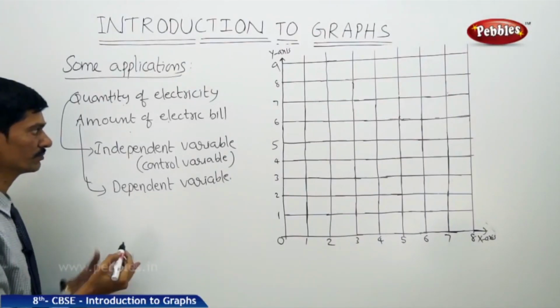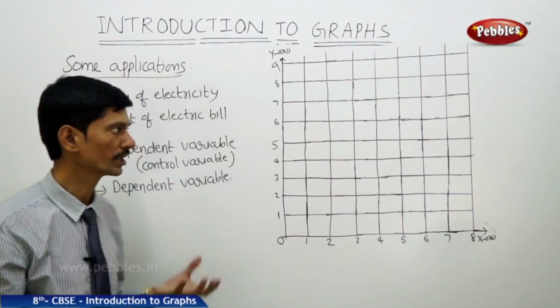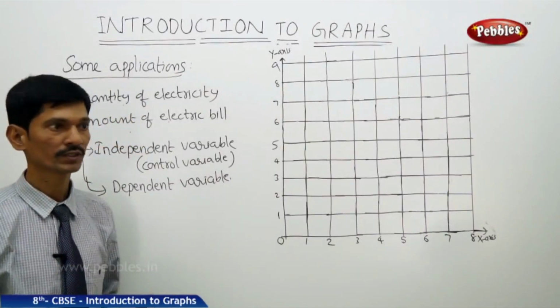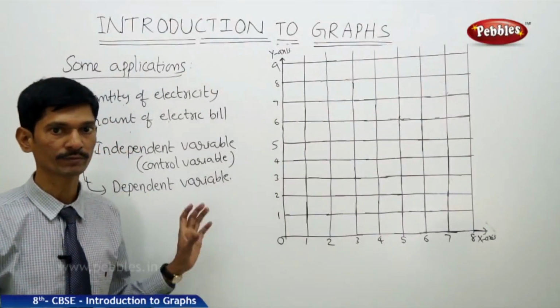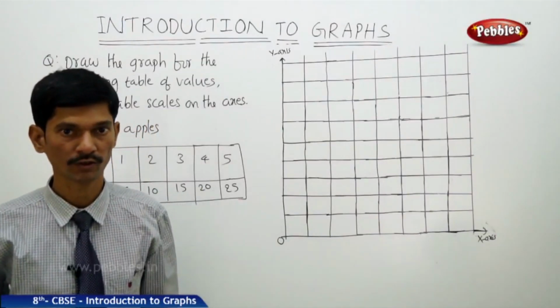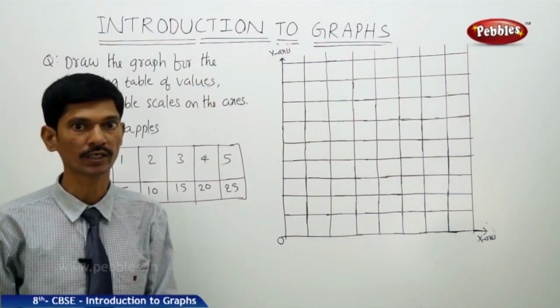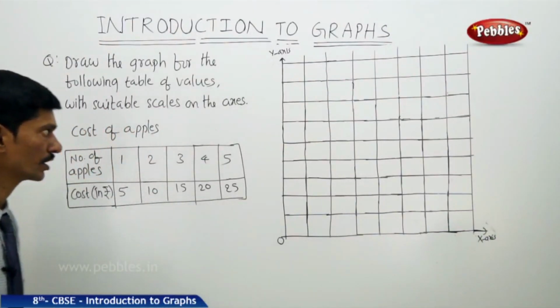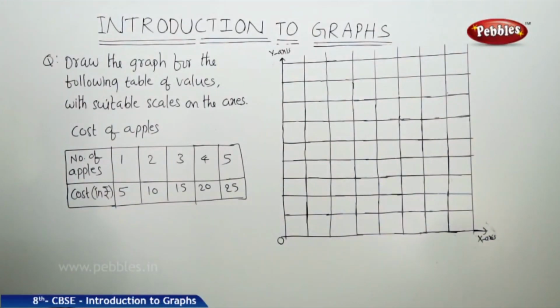So here the relation between the dependent variable and the independent variable can be shown through a graph. Then let us see how the relation between the two quantities can be shown through a graph with an example. Now let us see the first question. Draw the graph for the following table of values with suitable scales on the axis.